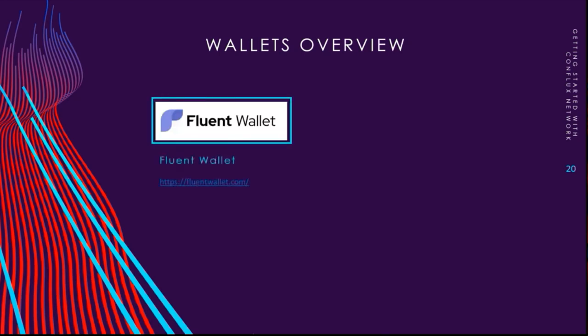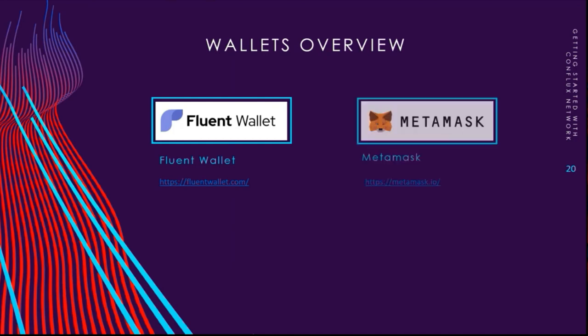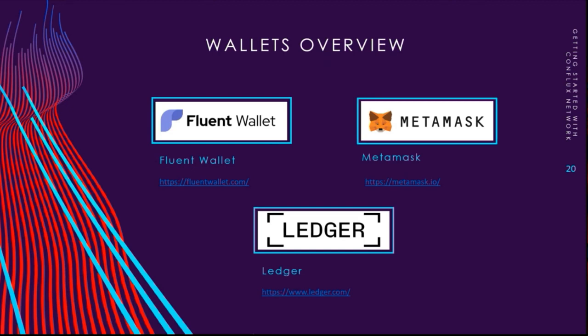The most popular one is Fluent Wallet, but we also have MetaMask and we have Ledger, which can also be used for both eSpace and Core. By using wallets effectively, users can have a safe experience with Conflux.